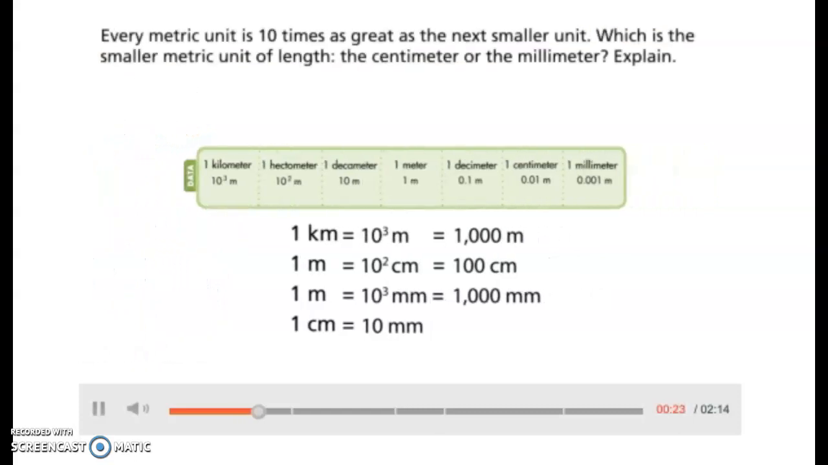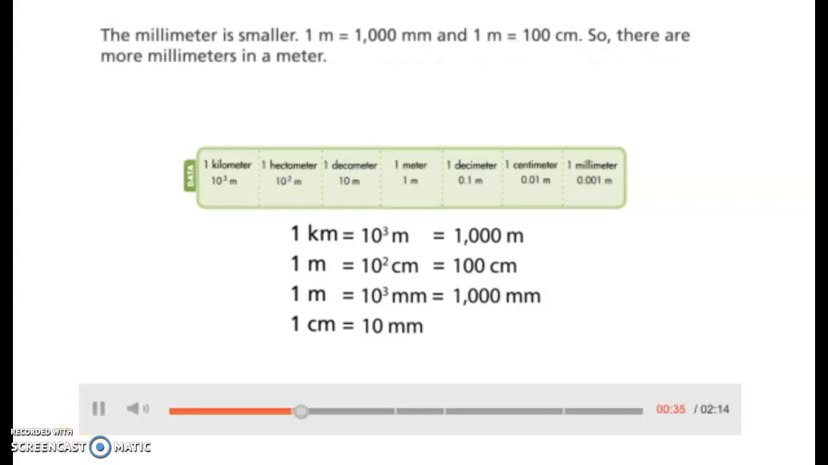Every metric unit is 10 times as great as the next smaller unit. Which is the smaller metric unit of length, the centimeter or the millimeter? Explain. The millimeter is smaller. 1 meter equals 1,000 millimeters, and 1 meter equals 100 centimeters. So there are more millimeters in a meter.